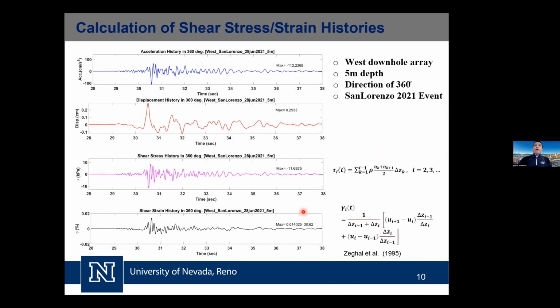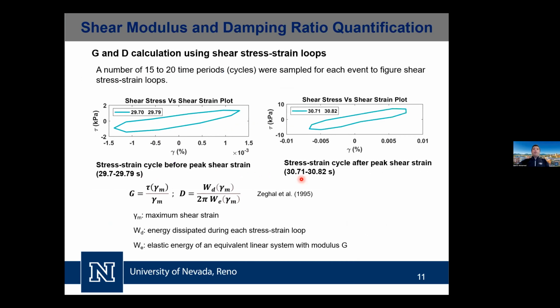In order to establish the dynamic soil properties, one of the steps we took was to calculate the time histories of shear stress and shear strain, as proposed by Zeghal et al. 1995. This is where we use those downhole array data and all the recorded events to do this calculation. Based on that, we established the shear stress-strain properties at the site. And these data were extremely valuable for us because we could go ahead and calculate the variations of shear modulus as well as damping versus shear strain.